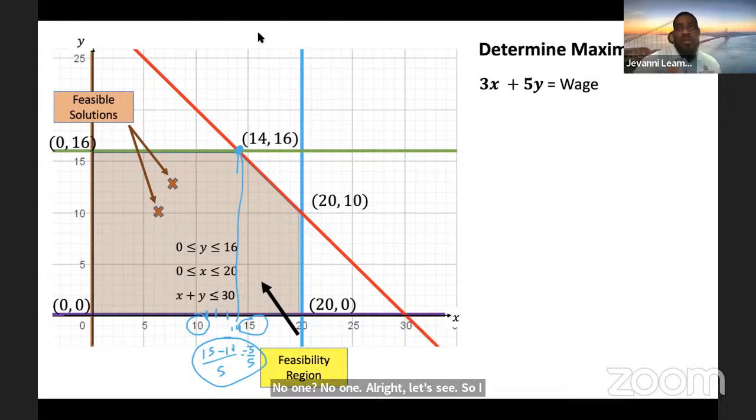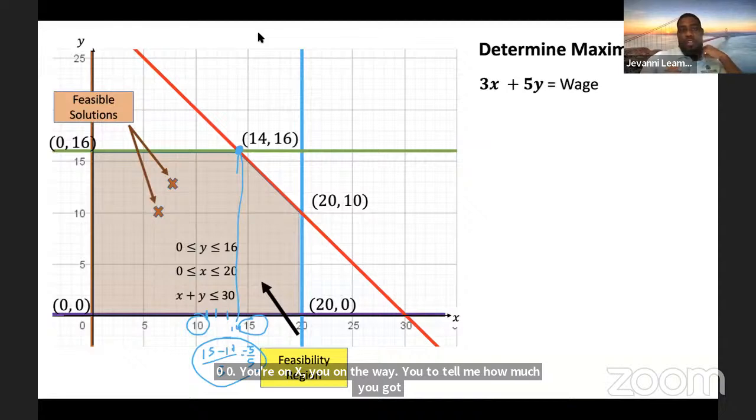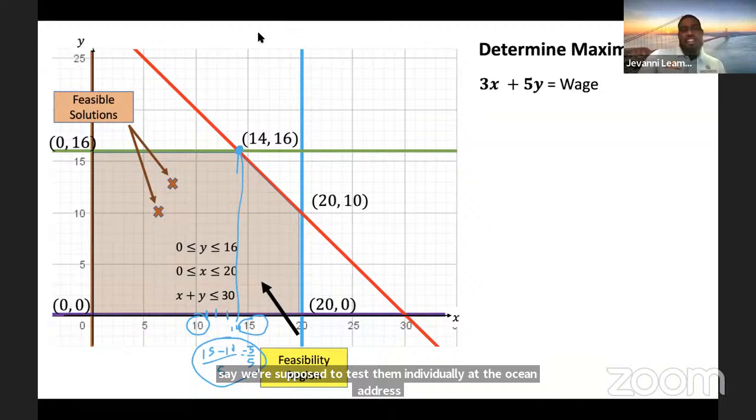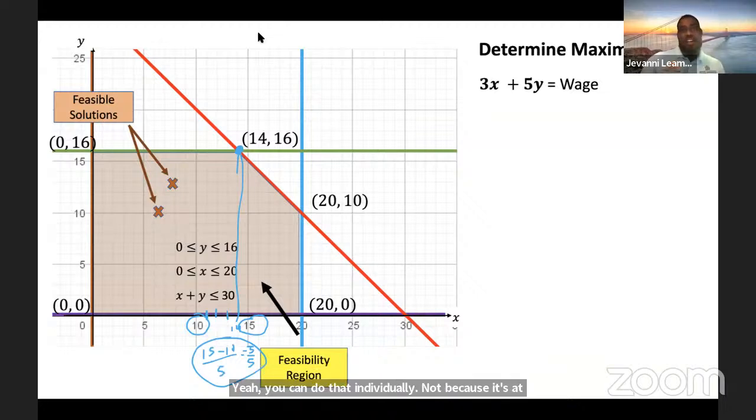So I want you to tell me what you got when you use coordinate 0, 0. 0 on the X, 0 on the Y. You tell me how much you got. Sir, we're supposed to test them individually? Yes, you're going to do them individually. Not because it's at the top, not because you think it's at the top, that means it will have the greatest value. You have to check them out individually, right? In this scenario. In other scenarios, you don't have to do that. But for this one right now, I'm directing you to do that.